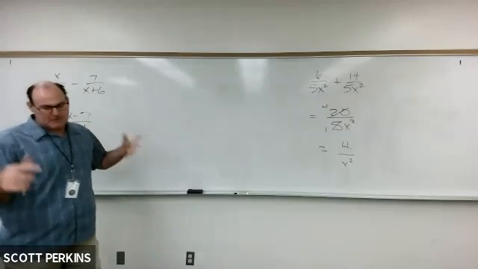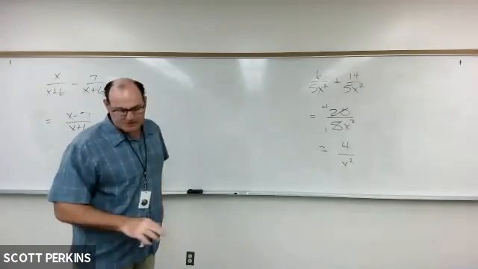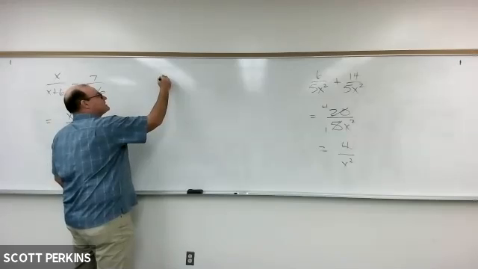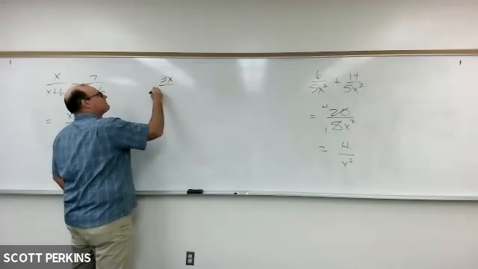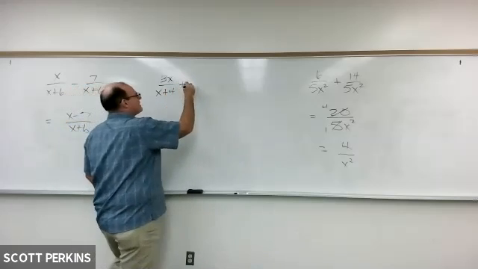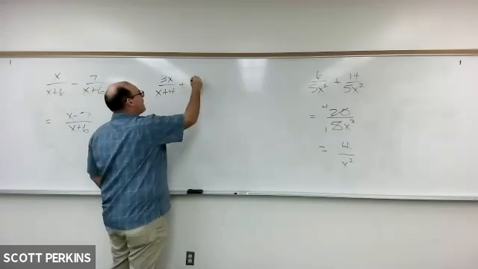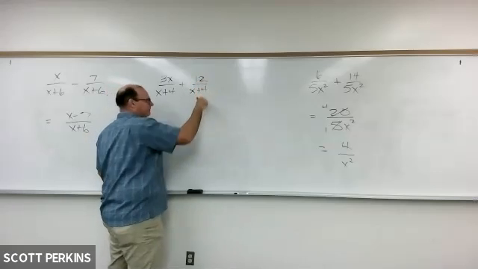I do that just because I didn't want there to be any consternation about any of your last examples. So here's yours: 3x over x plus 4, and then plus 12 over x plus 4.